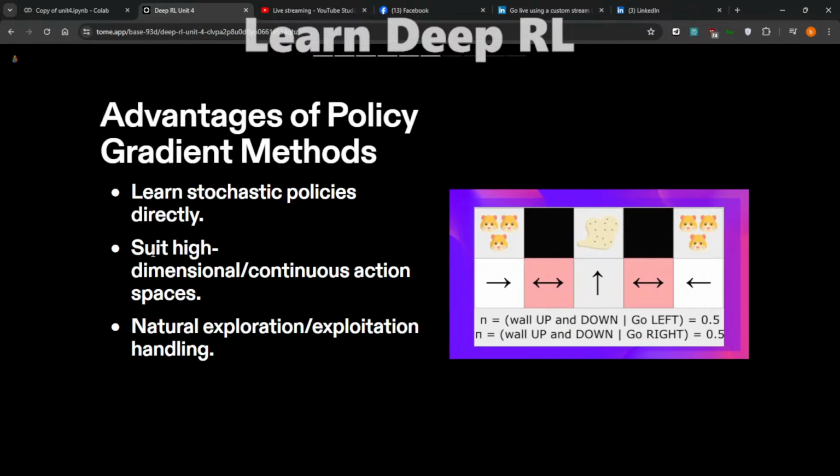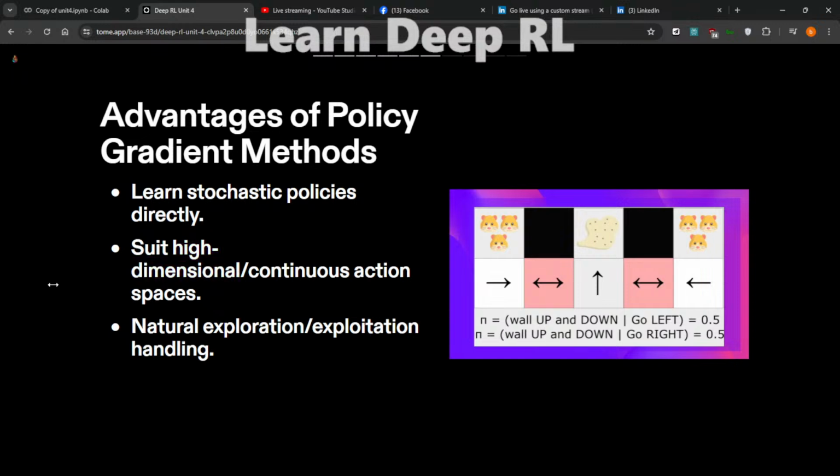Some other advantages are they suit high-dimensional continuous action spaces. So it seems like you would be using these policy-based methods for a problem set like autonomous driving or anything else that has a continuous action space or has high-dimensional actions.